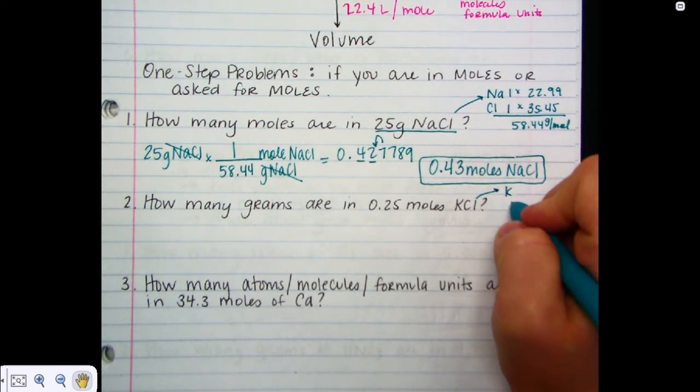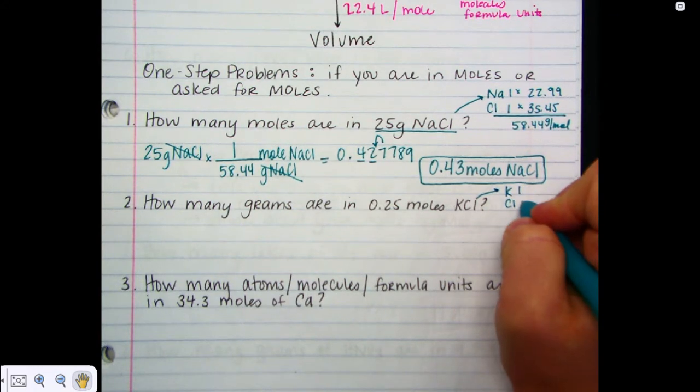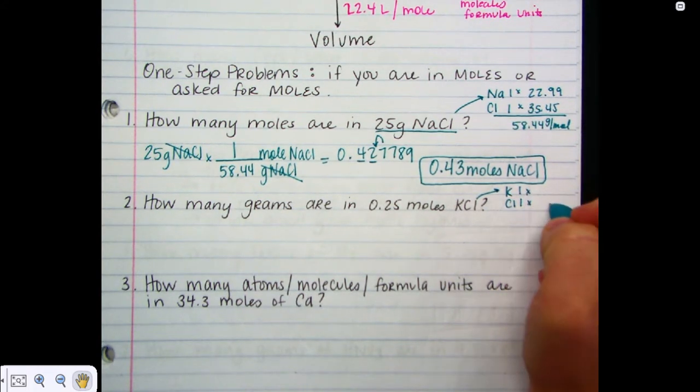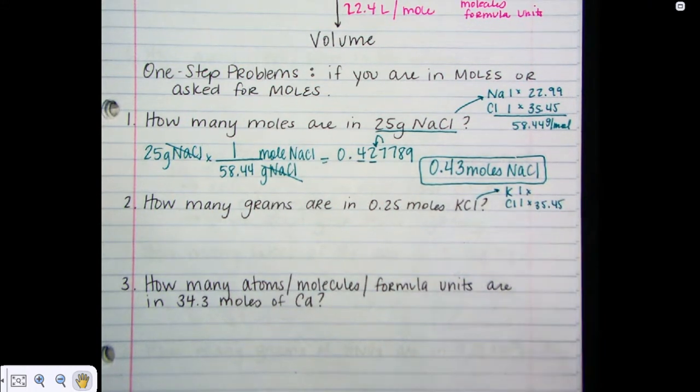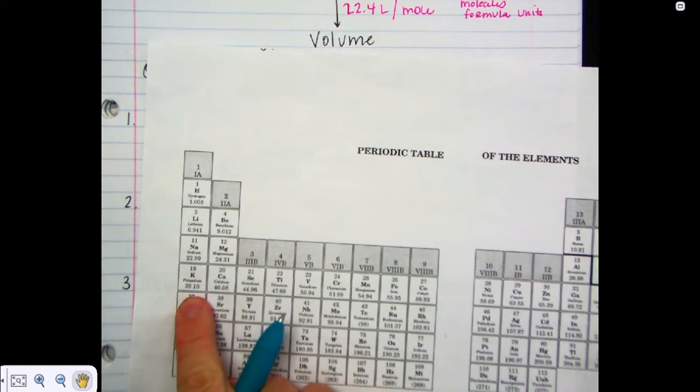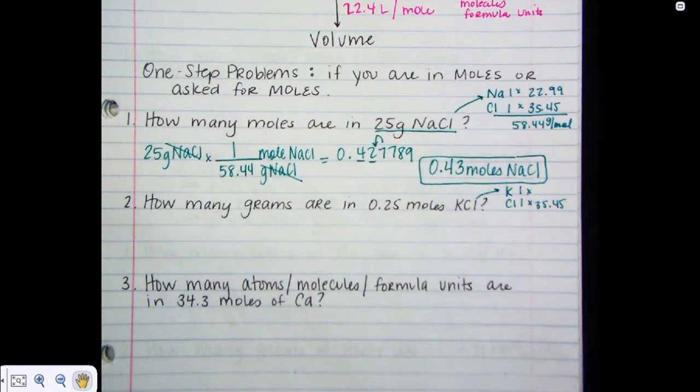So I have K, Cl, 1 K, 1 Cl. I know from my previous problem, my Cl is 35.45. Let's go find the K. 39.10.